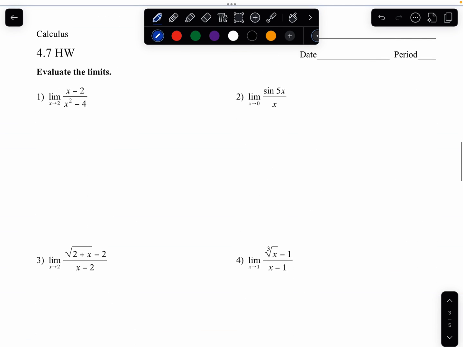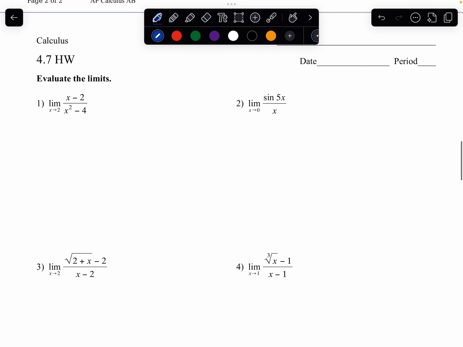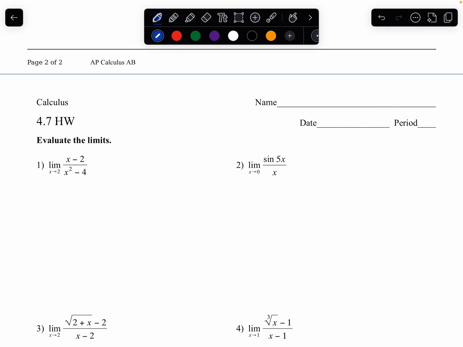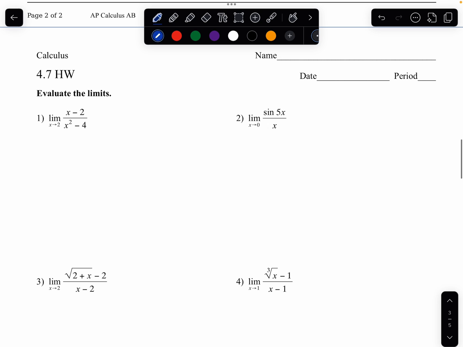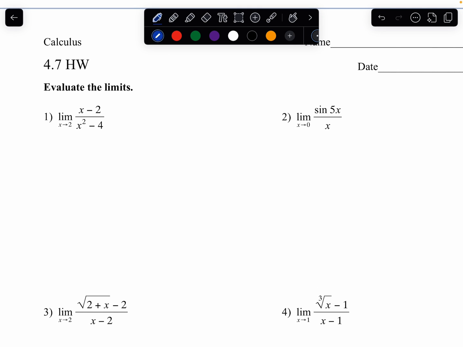All right, 4.7 is L'Hopital's rule. L'Hopital's rule is a very useful and powerful tool used for evaluating limits, but only if the value of the limit is an indeterminate form. And we have to be careful with how we show this on free response questions. We can't be lazy about it on free response questions. We can be lazy about it on multiple choice, but not on free response questions.